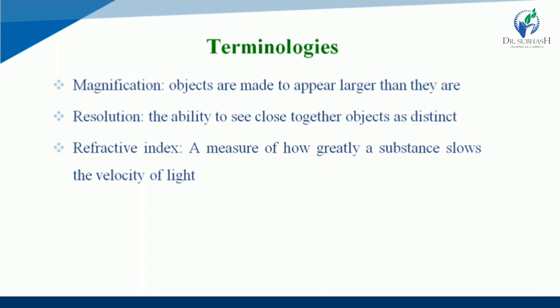Next one is resolution. What is resolution power or resolving power? So the ability to see close together objects as distinct. So resolution power means the sharpness or clarity of image, and resolution power is the ability of lens to separate or distinguish between the small objects that lie very close together, and it is the limit up to which two small objects can be seen separately.